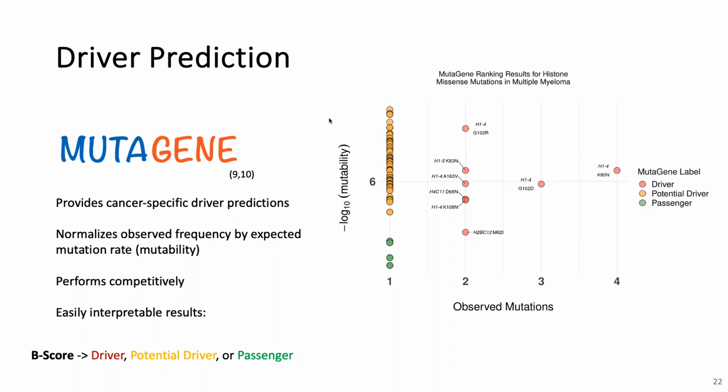And we see that, generally speaking, as you increase the number of observed mutations, it's more likely that that mutation will be predicted as a driver. If that mutation has a higher number of observations but a lower mutability, then it's more likely to be a driver. If it has a higher mutability but a lower number of observations, then it's more likely to be predicted as a passenger. So yeah, all we're doing is normalizing the observed rate by some sort of expected prior.